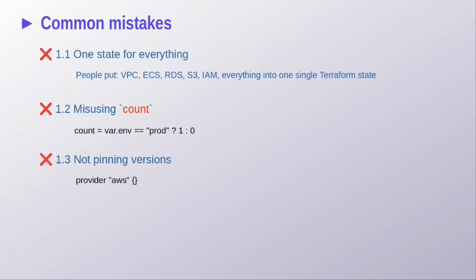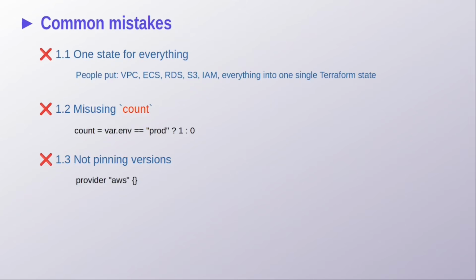Next, misuse of count for environments. You may have seen code like this. This looks clear, but it is very dangerous. Why is this bad? Count uses an index, and when the condition changes, the index changes. Terraform thinks resources moved, so Terraform destroys and creates them. Very hard to review, very easy to break production. Correct approach: do not use count for environments. Use separate folders or separate workspaces. One environment is one state.